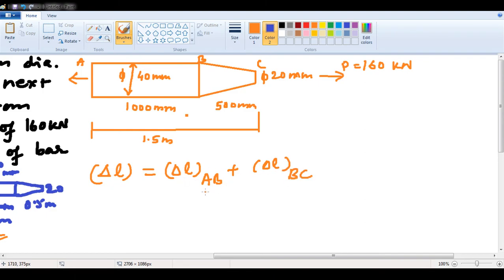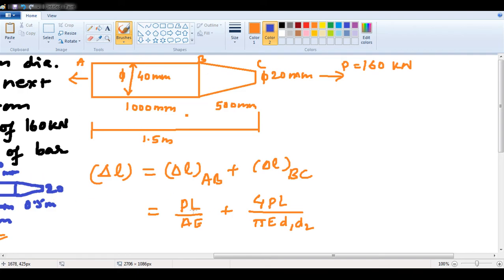But AB is what? AB is a uniform section. So here we can write it PL by AE. But this is what? This is a tapered section. So when this is a tapered section, obviously it will be 4PL by pi E d1 d2, right? We have already done this derivation in the first class itself.